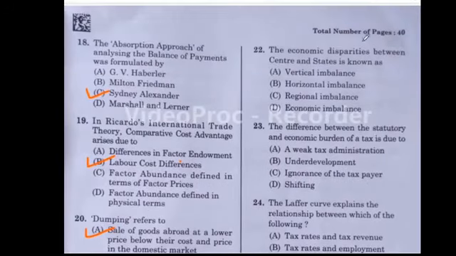Question number 22: The economic disparities between center and state is known as vertical imbalance, horizontal imbalance, regional imbalance, economic imbalance. Yes, here the correct answer is option A, vertical imbalance.